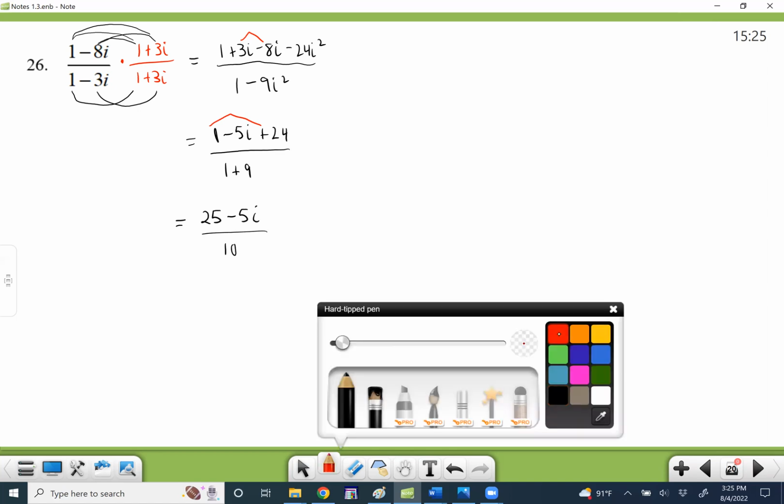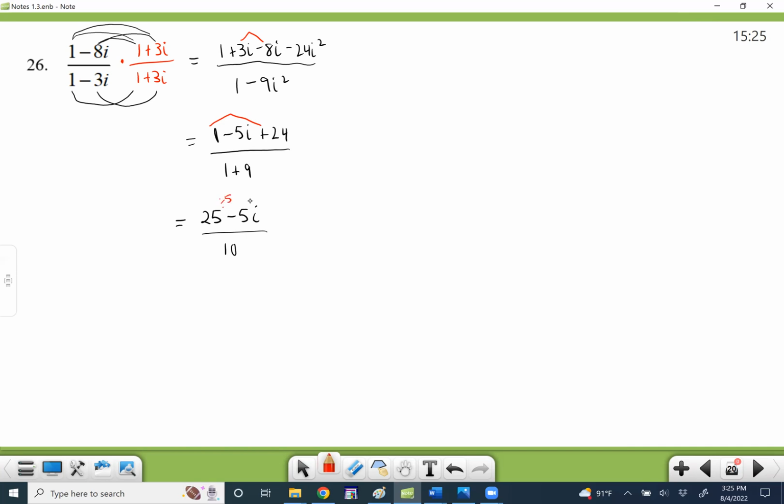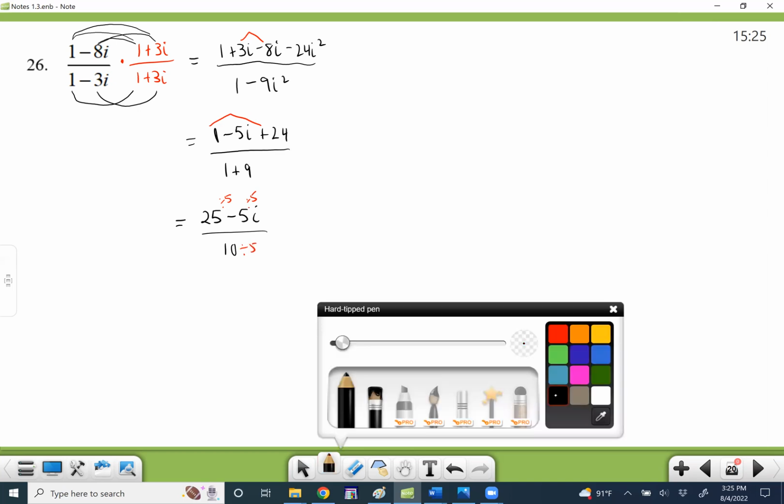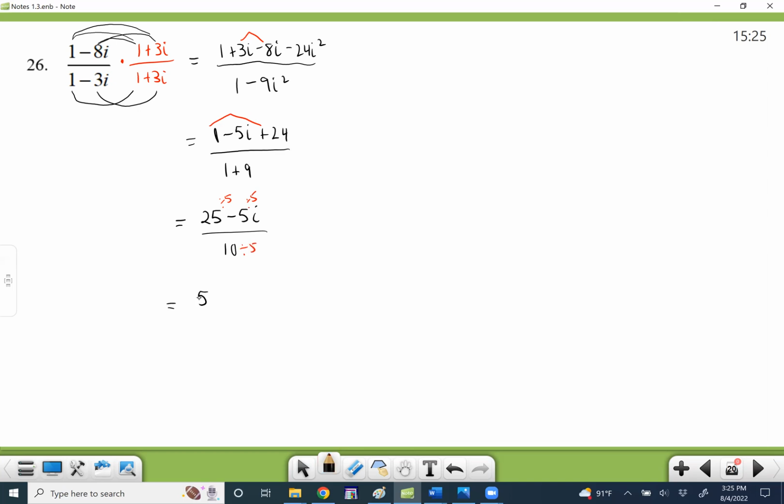We can divide. 25 divided by 5 is 5. 5 divided by 5 is 1. And then 10 divided by 5 is 2. Just because we have to go all the way to the a plus bi form, right? So we have to split this guy up. So 5 goes over the 2, and 1 goes over the 2, and i goes off to the side. Hopefully that second one really sealed the deal.